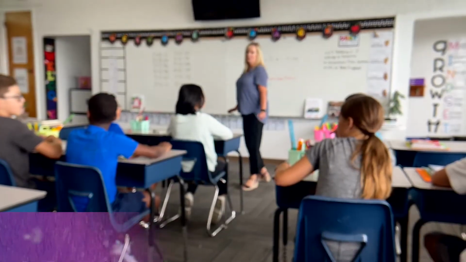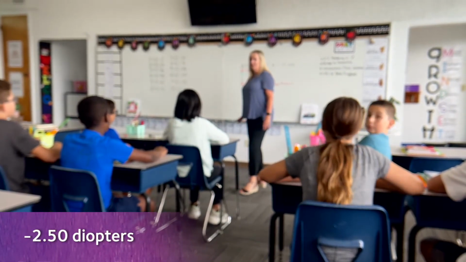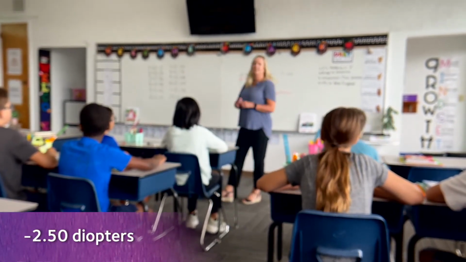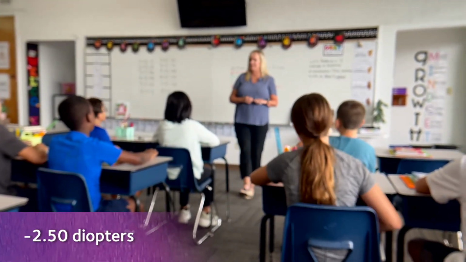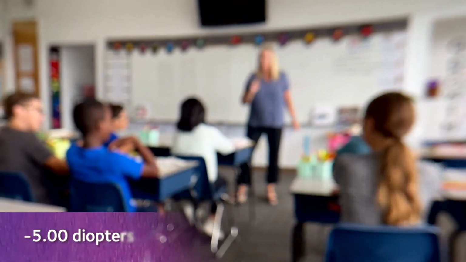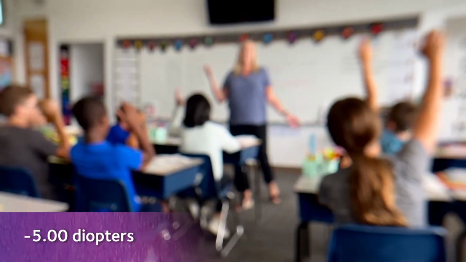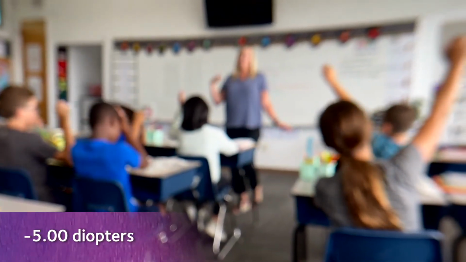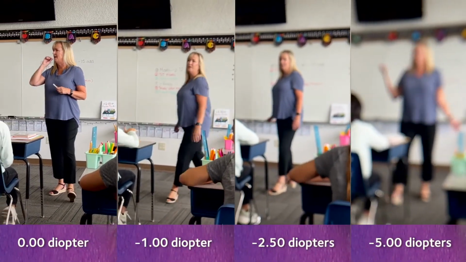When we make the change to -2.5 diopters, the effects of myopia become much more noticeable. Now the whiteboard is out of focus. The child would certainly need to move closer in order to read the lessons in the material that are written on the board. If we change to -5 diopters, the effects of myopia are much more profound. Look at the whiteboard. All objects in the distance are now a complete blur. To recap, here's a side-by-side look at the classroom comparing the various levels of myopia.